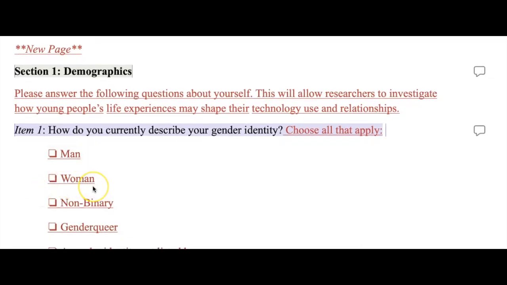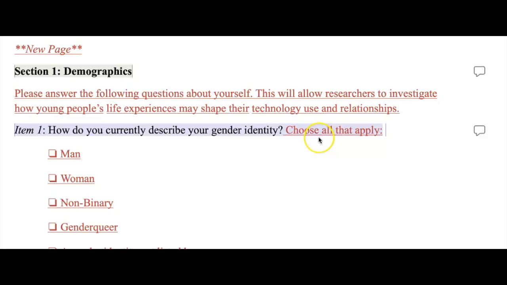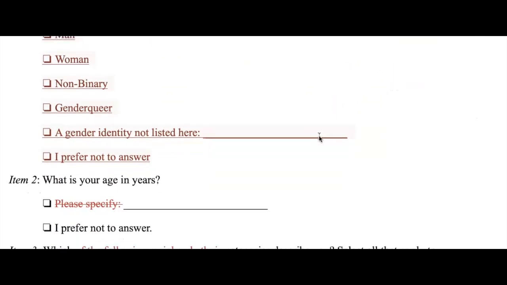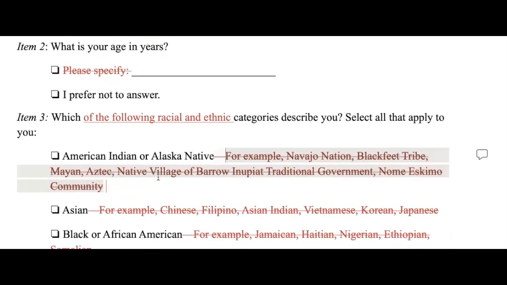So we'll go ahead and just look at a couple of things. For item 1, it says, how do you currently describe your gender identity? And then notice that they added choose all that apply. So we have that there. And then what is your age in years? It looks like originally they had please specify, and then they crossed that off and changed it to I prefer not to answer. So we'll just, again, look at a couple more just to show that this has both the original survey and then they just use that track changes. And that is a function in Word that is literally like a click of a button.